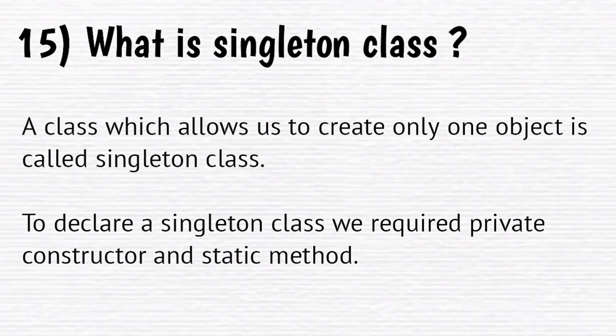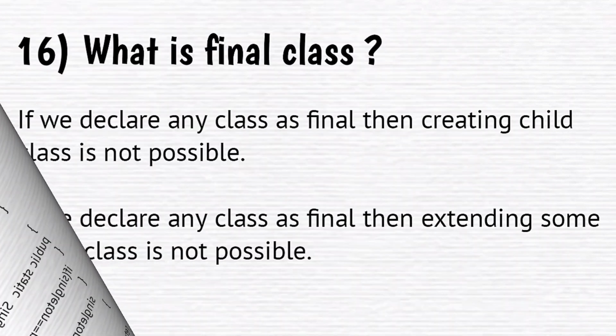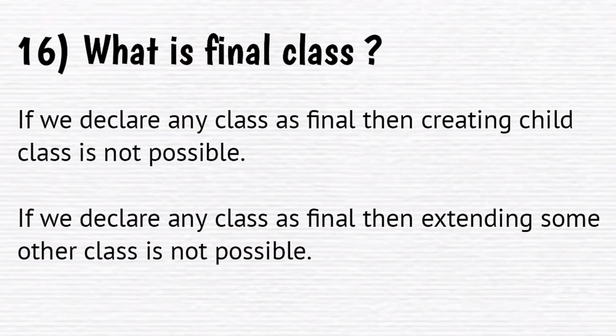What is a singleton class? A class which allows us to create only one object is called a singleton class. To declare a singleton class, we require a private constructor and a static method. What is a final class? If we declare any class as final, then creating a child class is not possible. If we declare any class as final, then extending some other class is not possible.